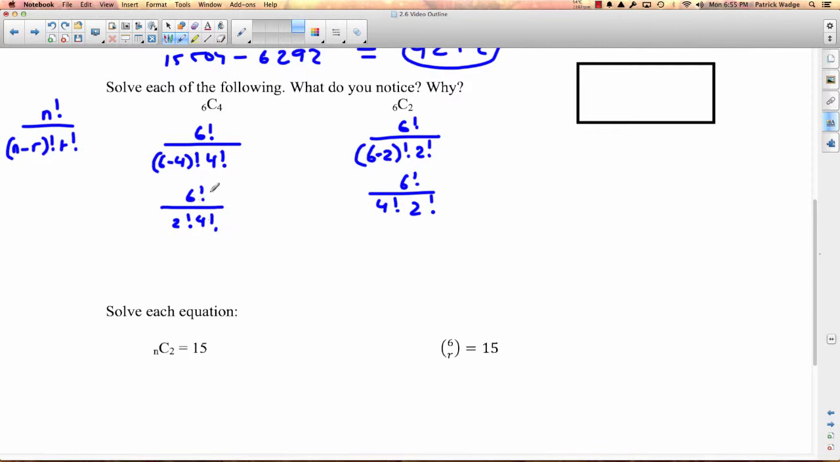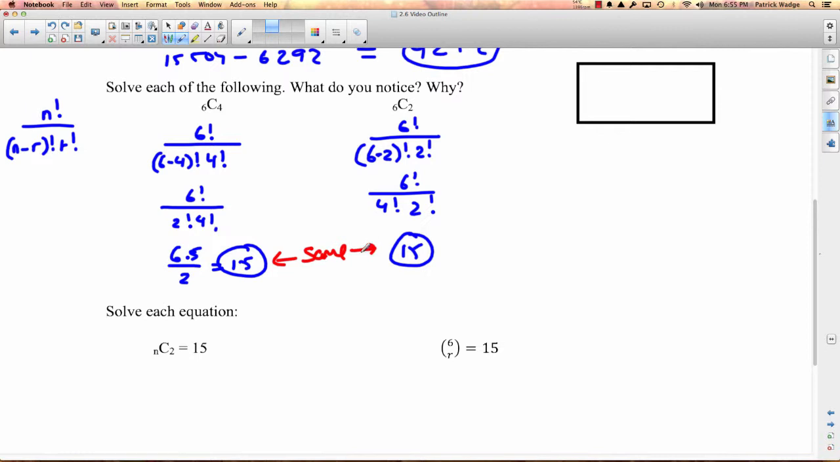So we could quickly get the answer here. You'd have 6 times 5 times 4 factorial, and the 4 factorials would cancel. So you'd have 6 times 5, and you'll have 2 factorial on the bottom, which is just 2. 30 divided by 2 is 15. So of course this one's going to be 15 as well. And as you can see, we have the same amount. Now, why is that?